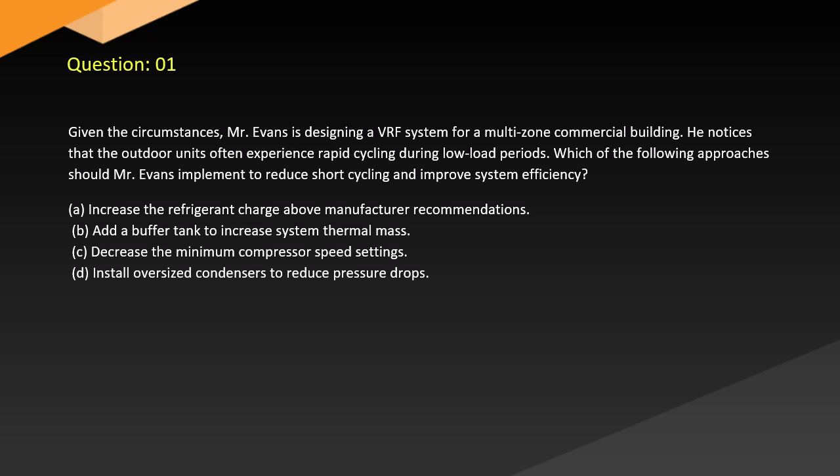Question 1. Given the circumstances, Mr. Evans is designing an air system for a multi-zone commercial building. He notices that the outdoor units often experience rapid cycling during low-load periods. Which of the following approaches should Mr. Evans implement to reduce short cycling and improve system efficiency?